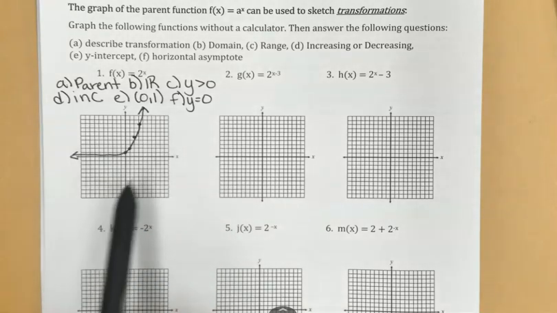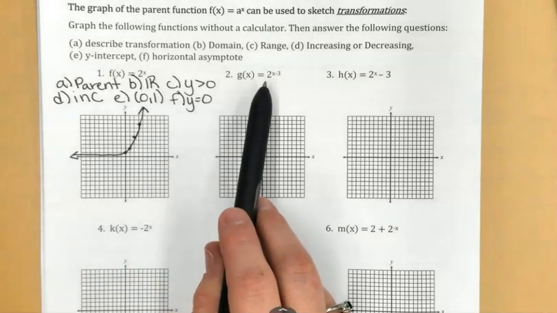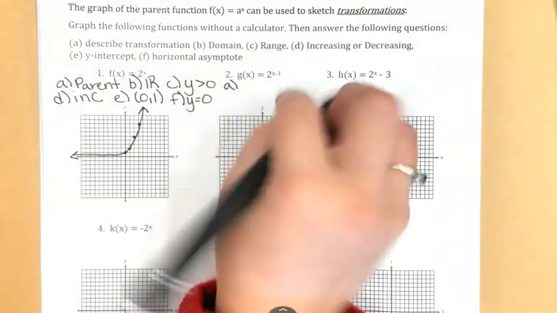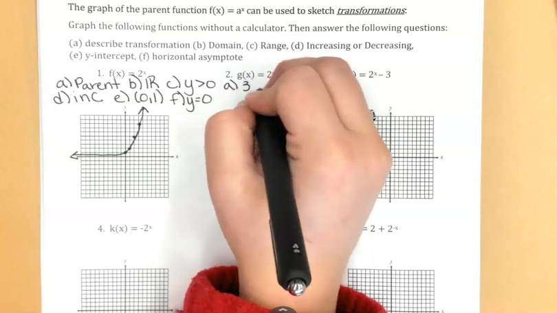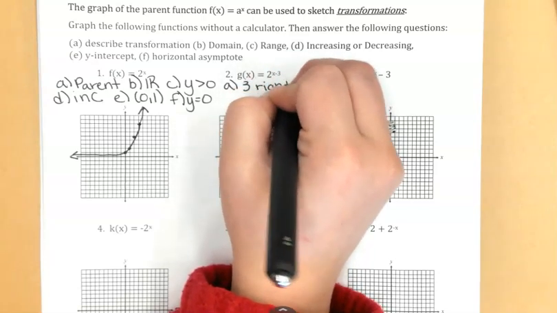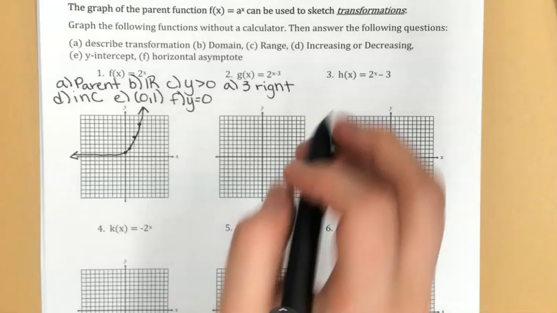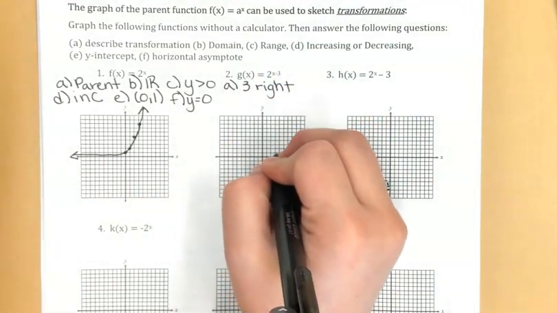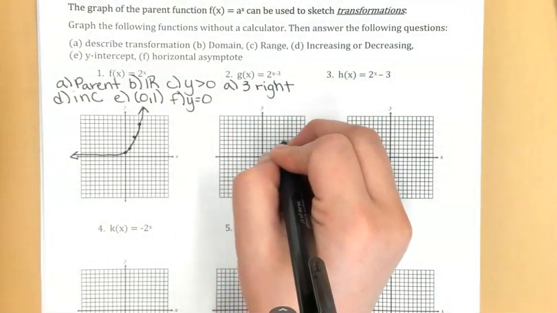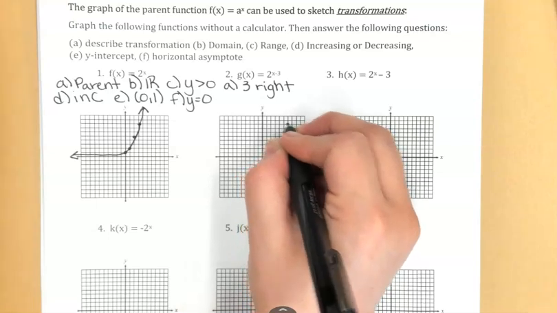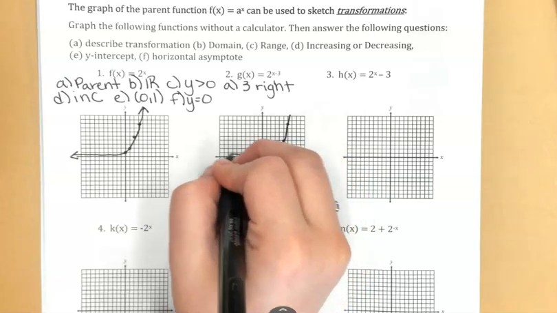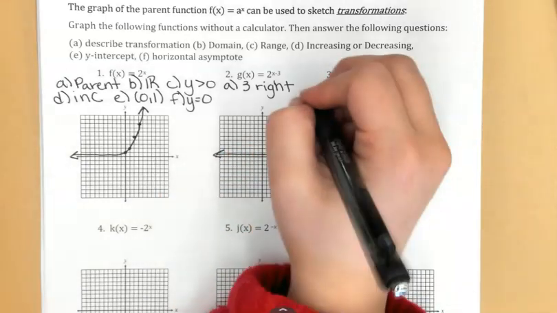So keeping all of this in mind, moving on to number 2, I've got 2 to the x minus 3 power, which tells me this is a transformation moving 3 units to the right. So I'm just going to take those 4 points that I had on my first graph and shift each of them to the right 3. And then again, I can connect the dots. And here is my new transformed function.